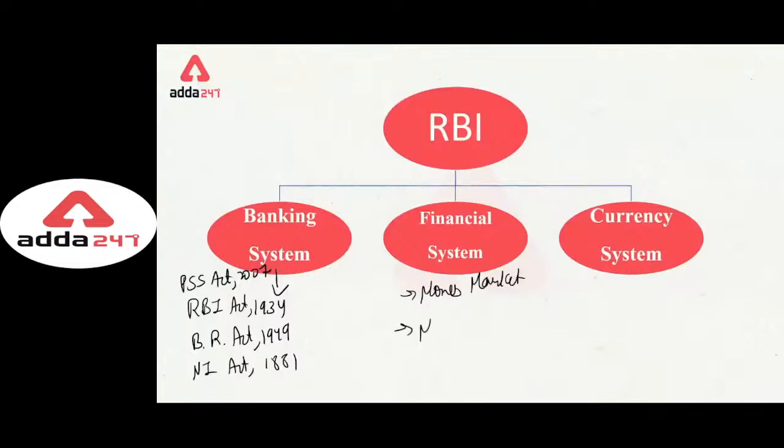Now financial system also regulated by RBI with the help of money market instruments and monetary policy. So in the controlling financial system, RBI makes monetary policy and also control the transactions of money market.